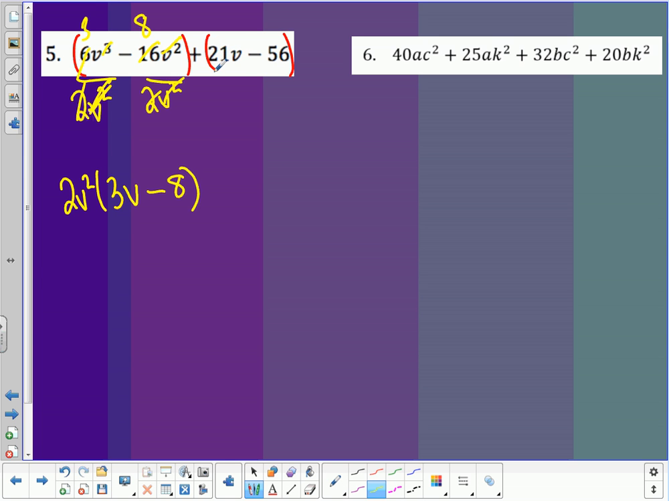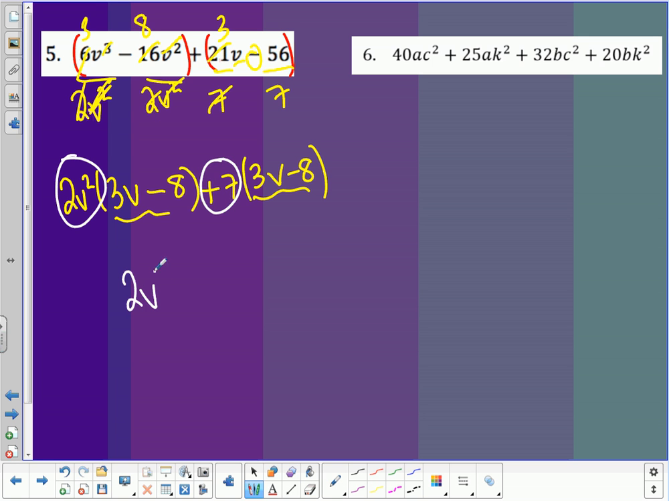Over here, 21 and 56. Hopefully you can think of these common factors, but they're probably a little more challenging. 21 and 56 actually have a common factor of 7. I can't take a v out here because I don't have a v with the 56, so 7's my GCF. It's a positive 7 that I'm taking out, so plus 7. 21 divided by 7 is 3, and I keep the v. 56 divided by 7 is 8. There's a minus sign in the middle, so minus 8. Insides, they match, yay! So outsides become 1. Here's one factor, 2v squared plus 7. And the insides become the other, 3v minus 8.